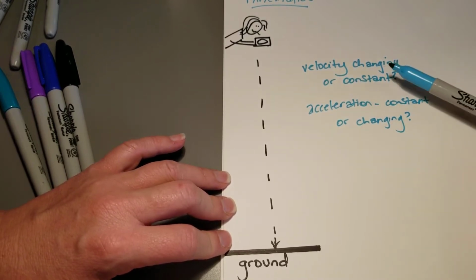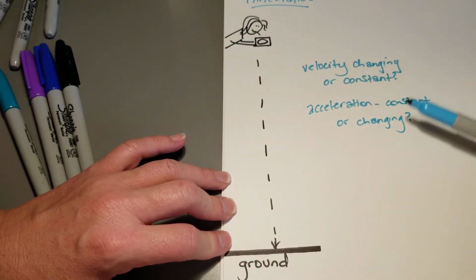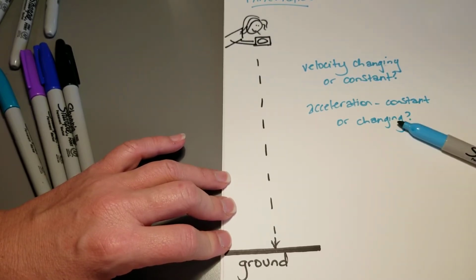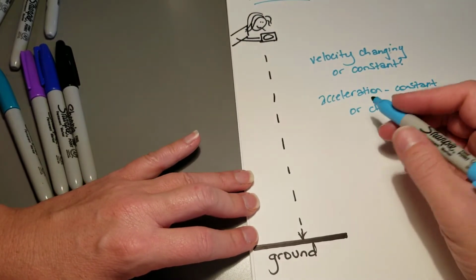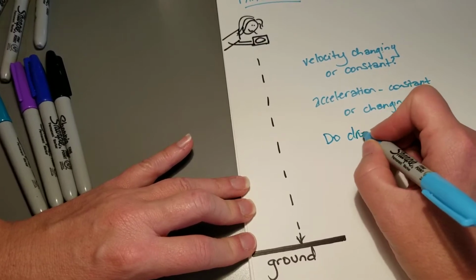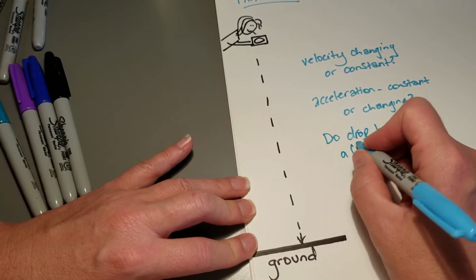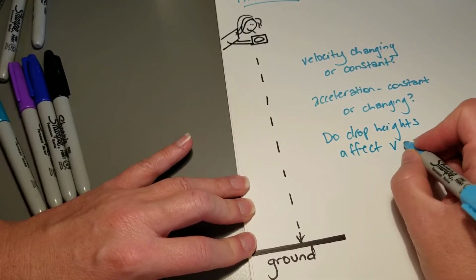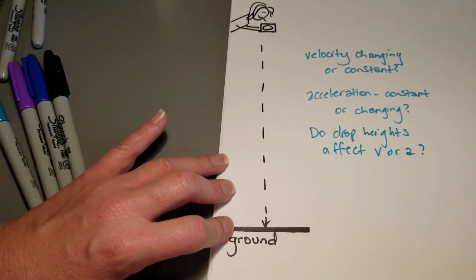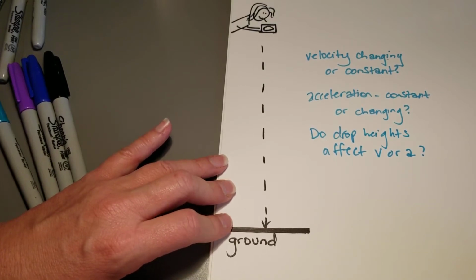So I want you to talk about the velocity and how it's changing. Can we predict what its change would be every second? The acceleration, is it a constant value? Might your acceleration be changing? And then I would like you to discuss how the drop heights affect either velocity or acceleration. That would be a great question to discuss in your report. Is it going to have a different velocity or a different acceleration at a different height?